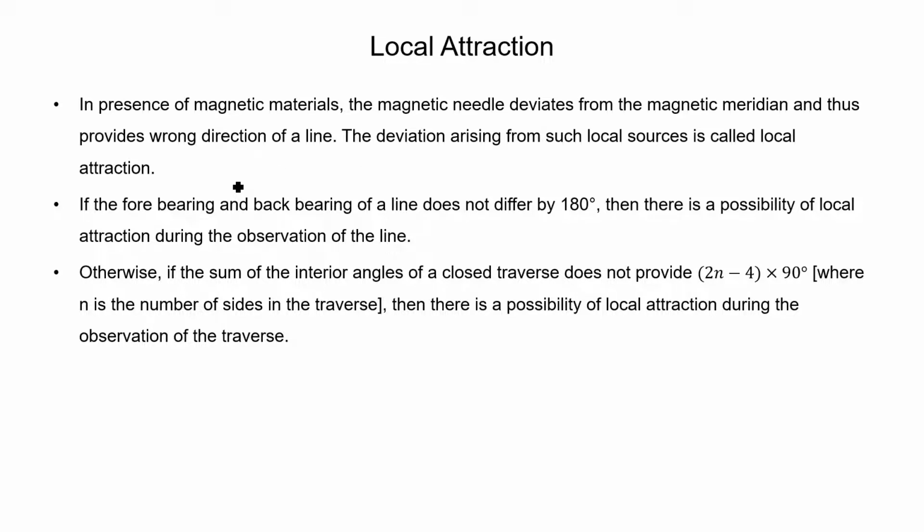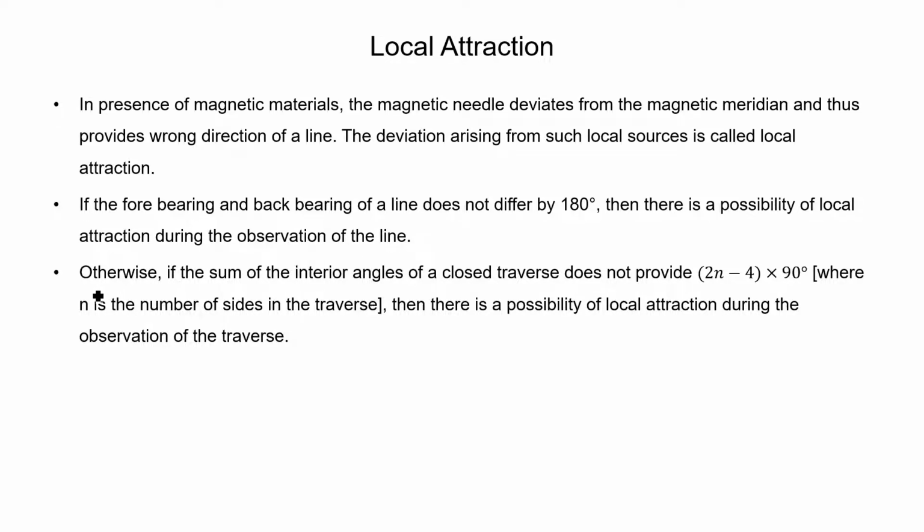And there are two ways to find the local attraction. The first way: if the forebearing and back bearing of a line do not differ by 180 degrees, then there is a possibility of local attraction during the observation of the line.